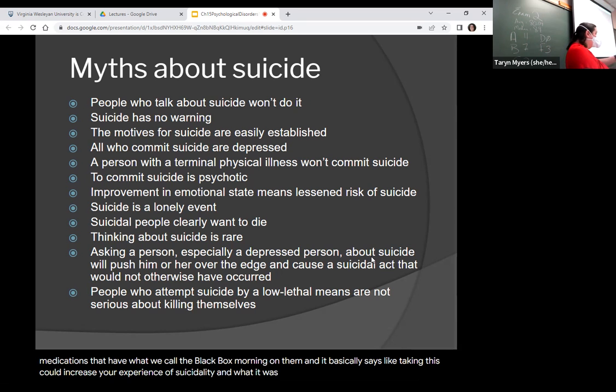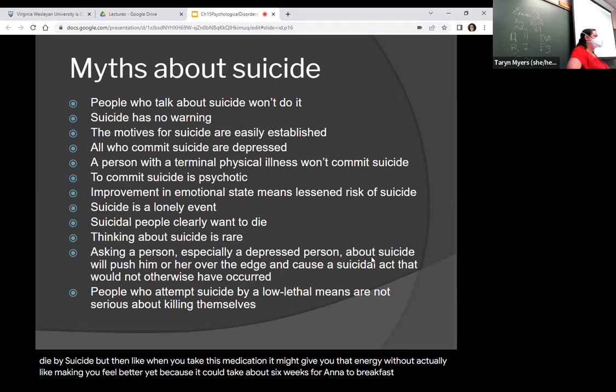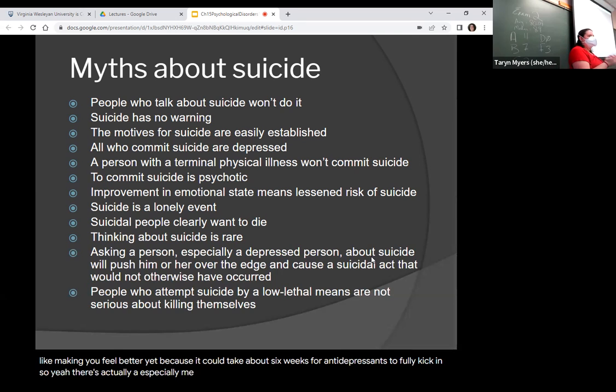And what it was, exactly, is that when you start taking antidepressants, you get more energy. So when you're really depressed, you don't have the energy to even carry out a plan to die by suicide. But then when you take this medication, it might give you that energy without actually making you feel better yet, because it can take about 6 weeks for antidepressants to fully kick in. So yeah, especially among adolescents, it seemed like that was the biggest thing. So there's a warning on certain antidepressants related to that.